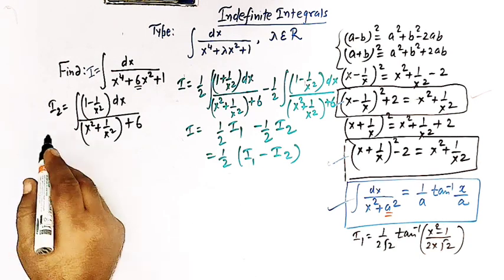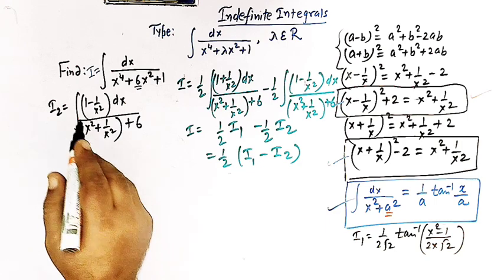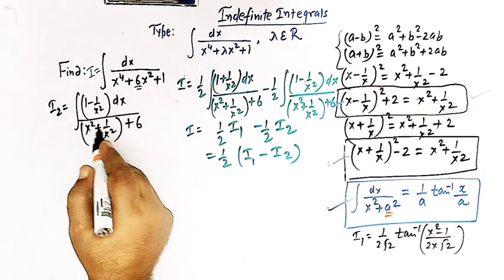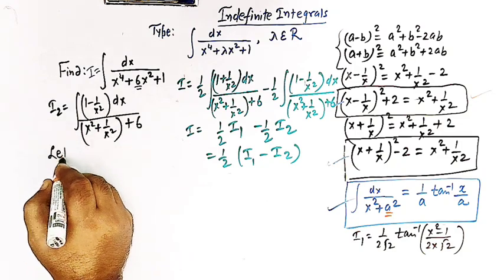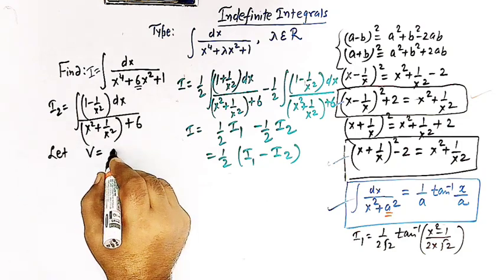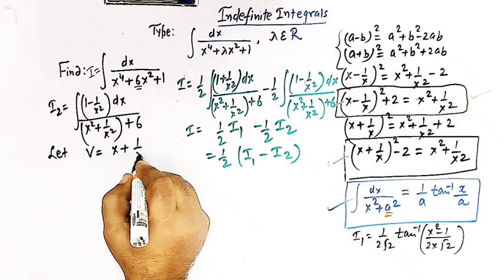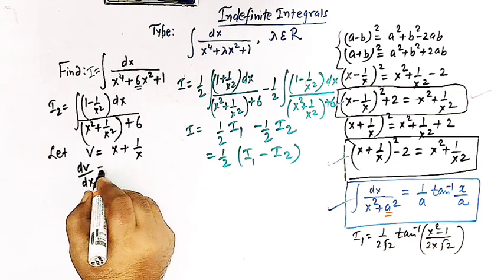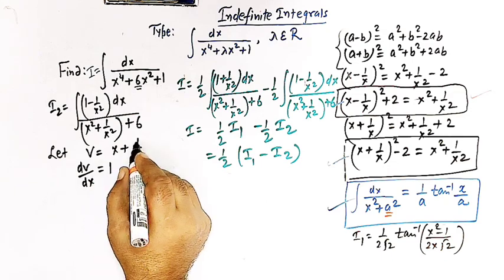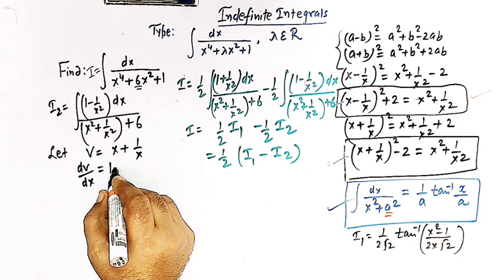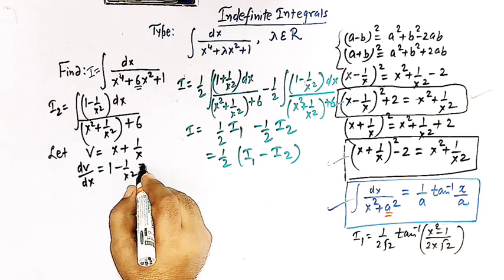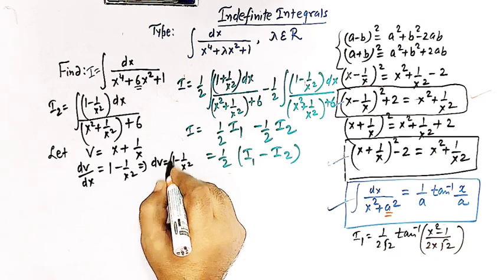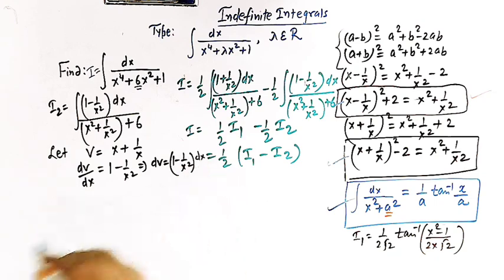So now let us calculate the value of I2. Now here we have 1 minus 1 over x square dx in the numerator. So let us substitute here v is equal to x plus 1 over x. If we differentiate v with respect to x, we have dv over dx is equal to 1, and the derivative of 1 over x is minus 1 over x square. So from here we can write dv is equal to 1 minus 1 over x square and dx, right?